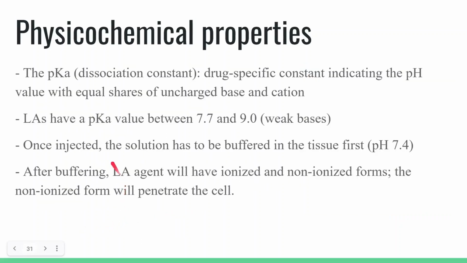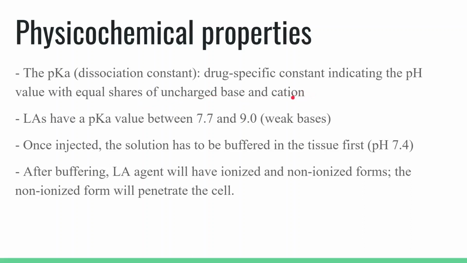Alright, so once again, visiting the pKa, which is the dissociation constant like we said, the pKa is a drug-specific constant, which means that later on you will see that each of the local anesthetics will have their own value of the pKa. It's a drug-specific constant indicating the pH value with equal shares of uncharged base and cation. What does this mean? So the pKa, as we said, is the pH value with equal shares of uncharged base and cation.